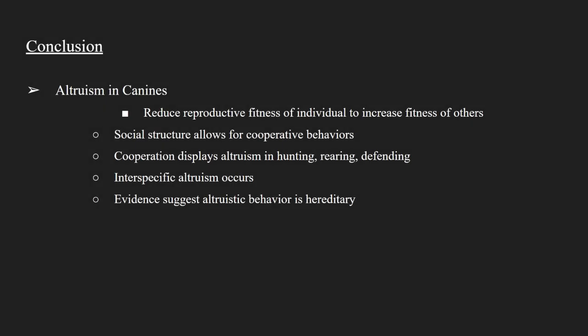In conclusion, we have learned that biological altruism is defined as behavior that reduces the reproductive fitness of an individual to increase the fitness of others. And in canines, we have seen that their social structure allows for cooperative behaviors, and it is these cooperative behaviors, like hunting and rearing and defending, that altruism is able to be displayed.